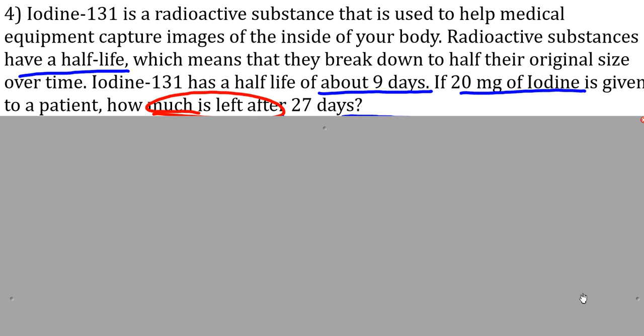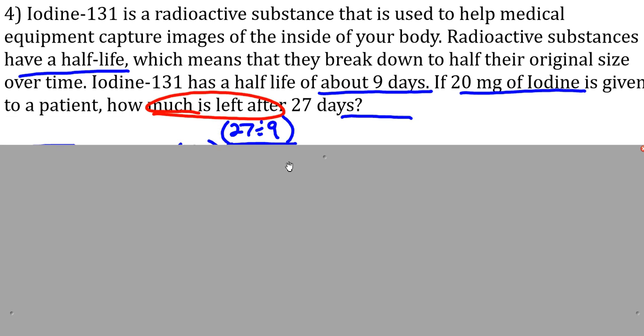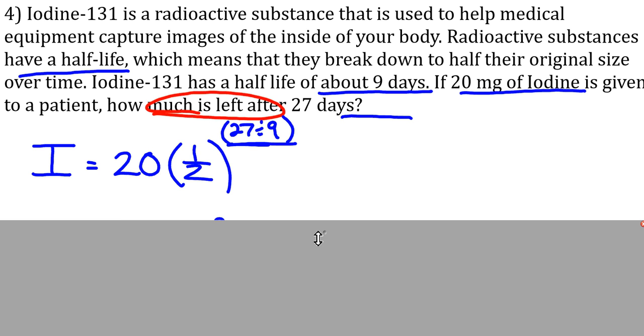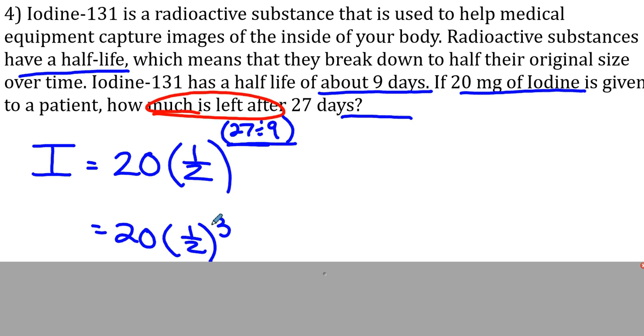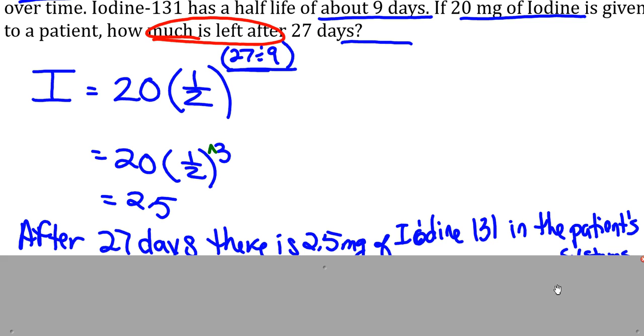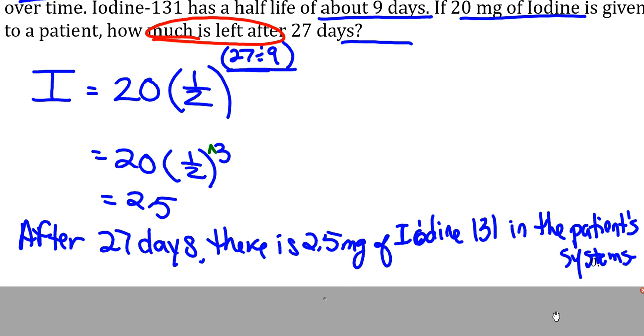So again, if we think about how much iodine is left, we're starting with 20 times 1/2 to the time period. How many 9s fit in 27? Well, that would be 3. So that's the exponent we have to use to find how much iodine is left in the system. So how much would be left? Well, that would be 2.5 milligrams of iodine after 27 days.